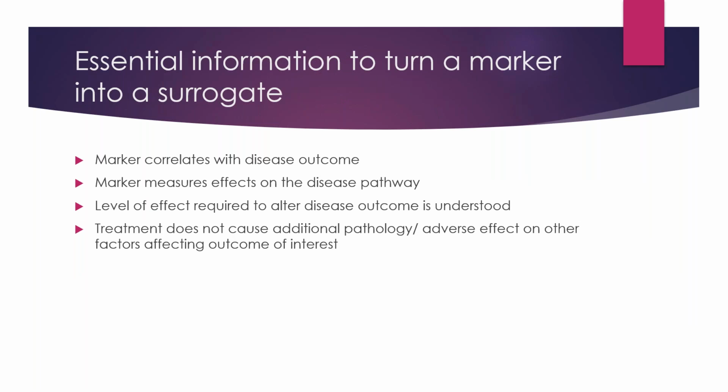So then, what must we know in order to turn a biomarker into a surrogate marker for a disease outcome? Well, really, there are four strata of evidence. Firstly, the marker itself must correlate with the disease outcome. The marker must measure effects on the disease pathway that are relevant to the outcome of interest and not, as discussed earlier, peripheral effects that could be overwhelmed by a different pathway of the disease.